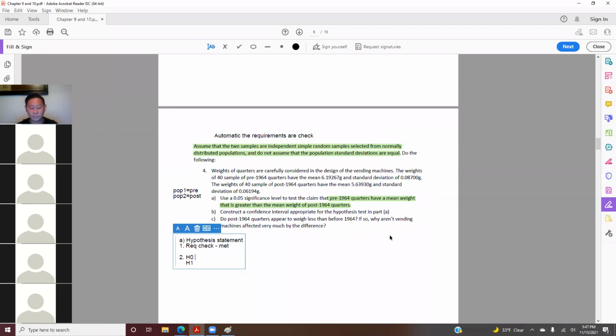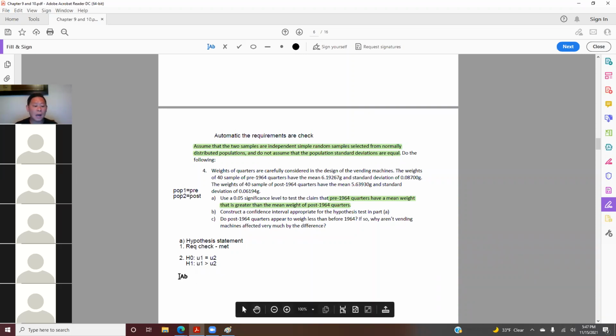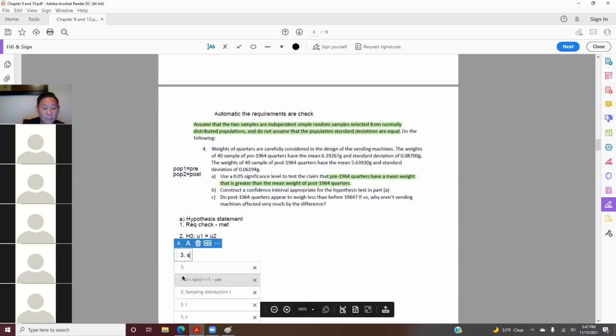Wouldn't it be mu1 equals mu2? So don't forget, null is always equal to, and what is your alternative? Mu1 is greater than mu2. Yep, because that means your pre-1964 quarters weigh way more than the post. Yep, that's good. The third one is the sampling distribution.